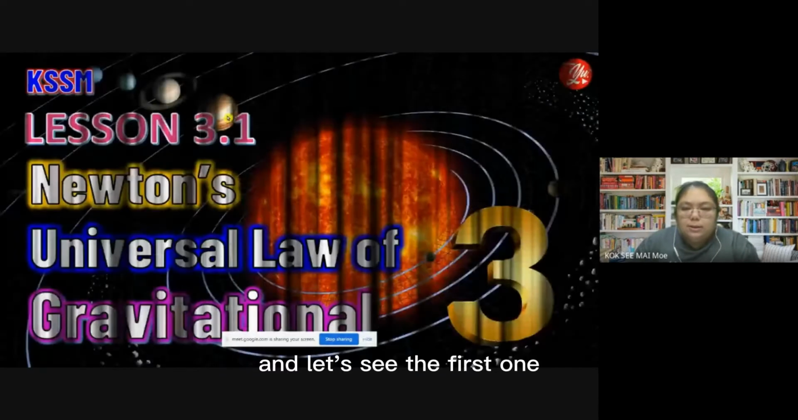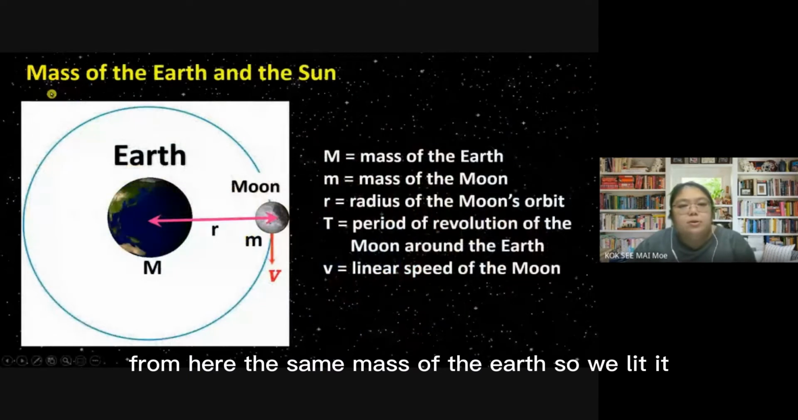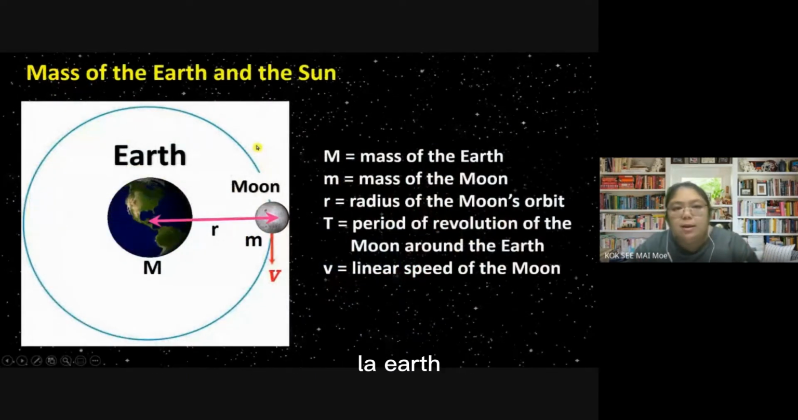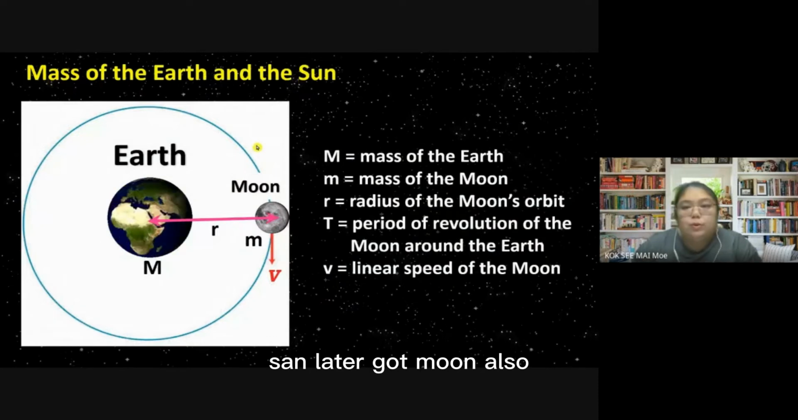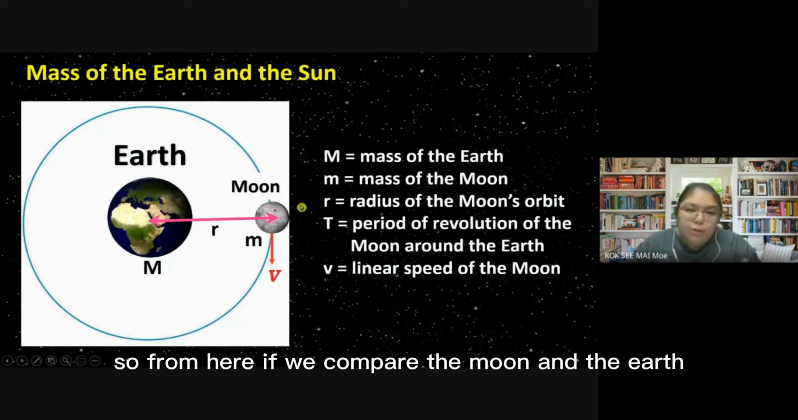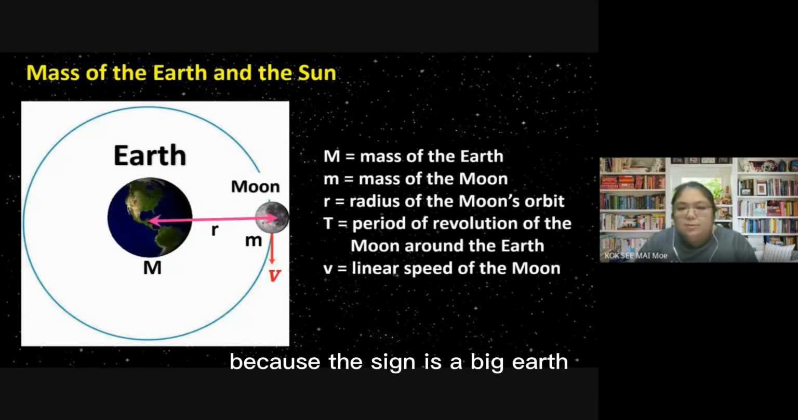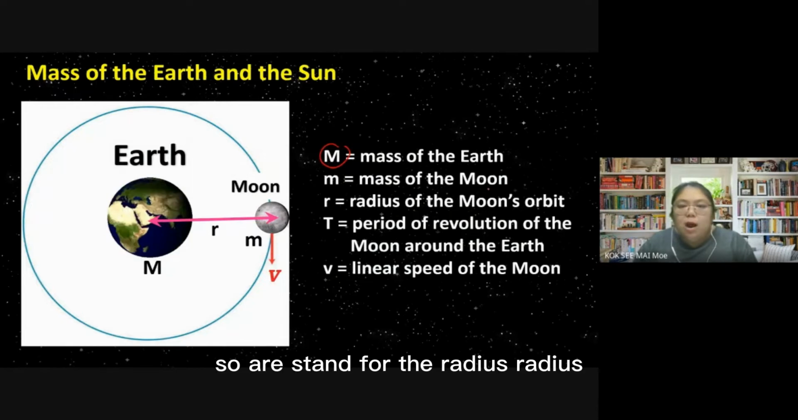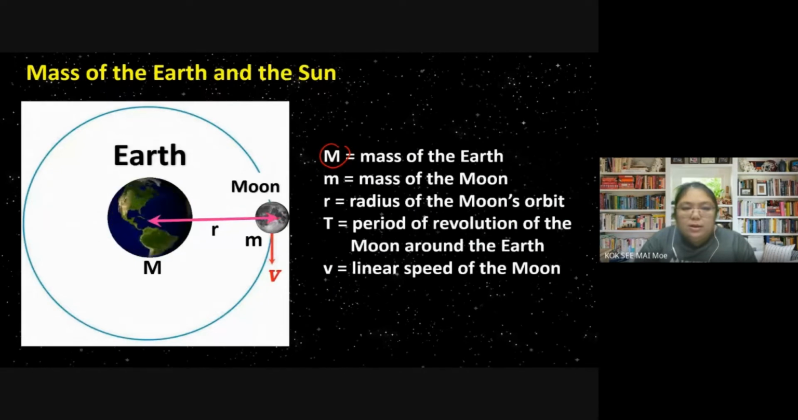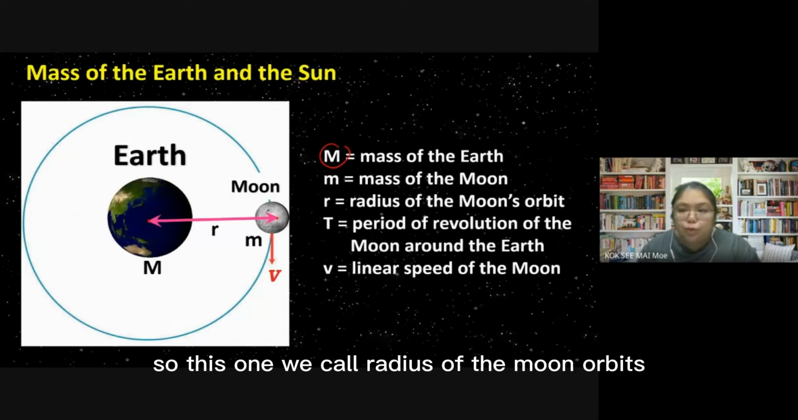Okay, let's see the first one. From here, they say mass of the earth. So we relate three things: earth, sun, later got moon also. From here, the capital M normally stands for the bigger object. So if we compare the moon and the earth, the earth is capital M because the size is bigger, and the small one should be the moon. R stands for the radius, the radius between the center of the moon to the center of the earth. This one we call the radius of the moon's orbit.